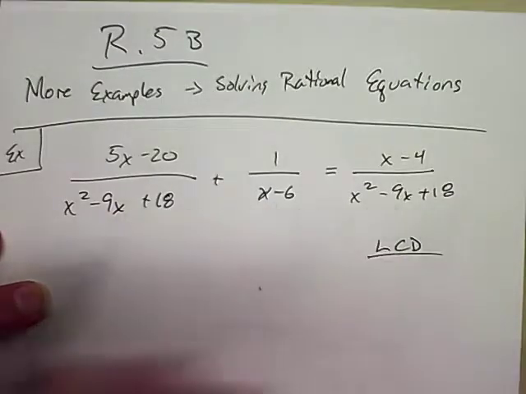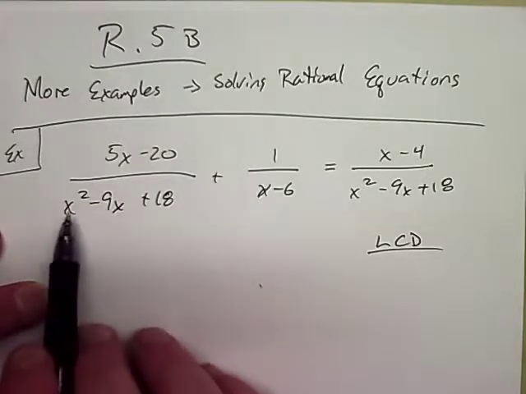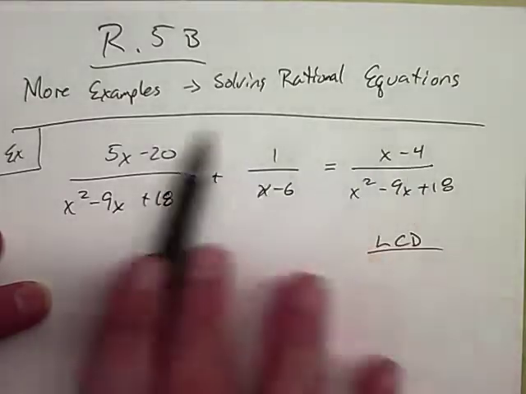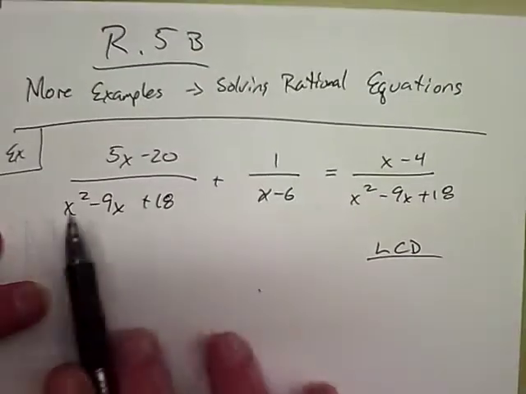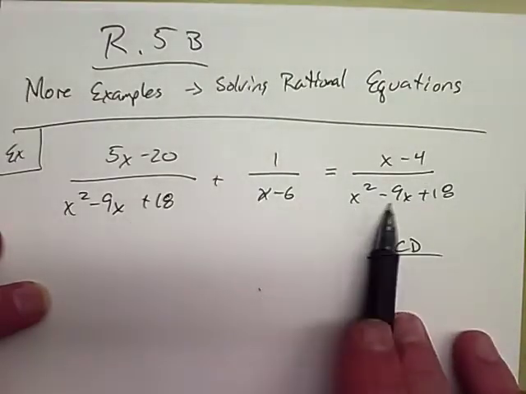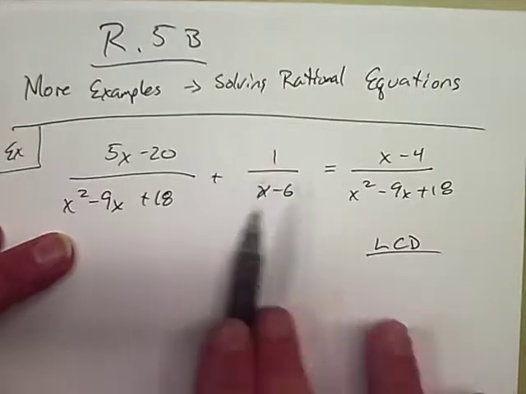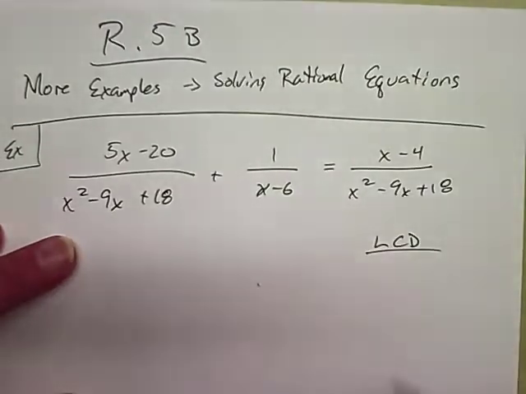I need to factor all these things first before I can start to think about the LCD. I'm just going to factor the denominators; I'm not going to worry so much about the numerators just yet. Here I have x squared minus 9x plus 18 twice, so I know these are the same. My hope is that x minus 6 is one of these factors.